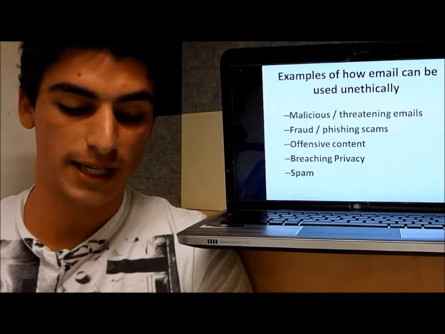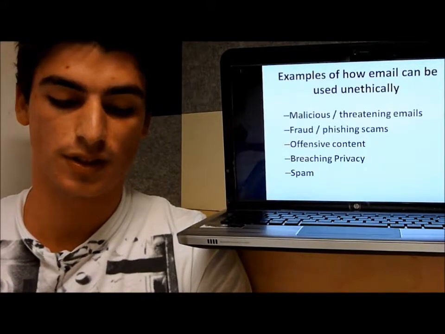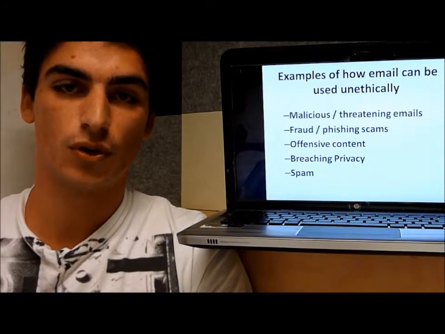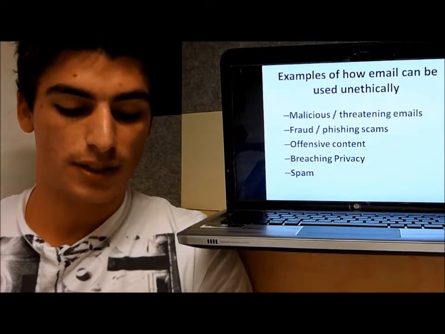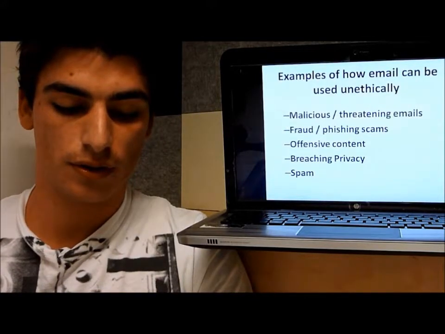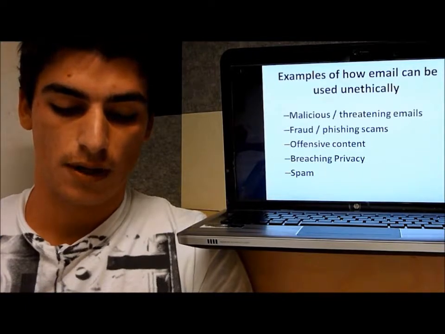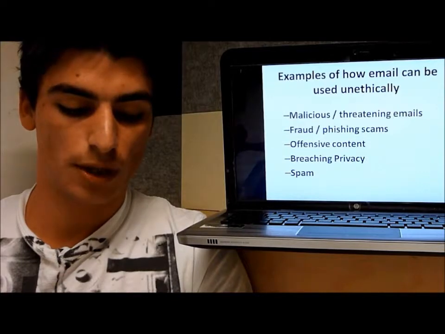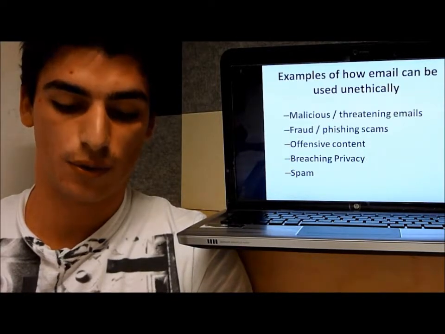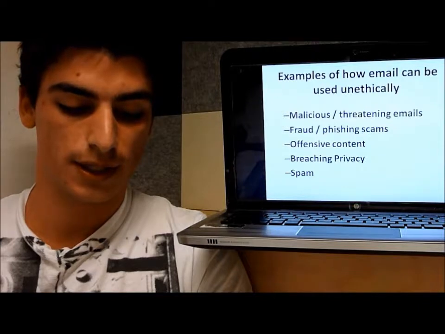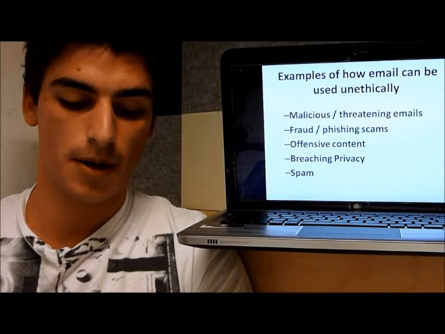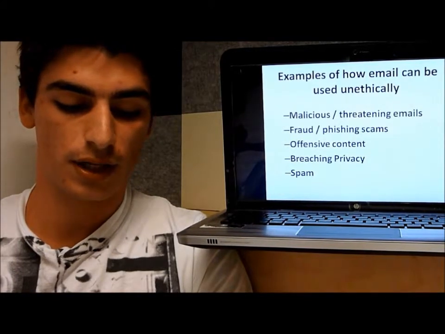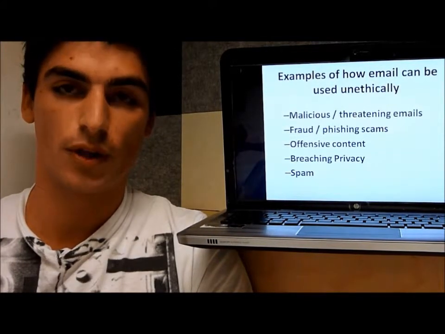Emails received containing offensive content such as explicit images or videos, jokes and comments about religion, sexual preference or race. Breaching privacy by forwarding on embarrassing or private photos, videos, messages to fellow employees. And finally, spam or junk mail, which can contain unethical content and is sent indiscriminately to a large number of recipients via email. Now Eleni will be discussing examples of how the internet can be used unethically and the effects of cyberbullying on an individual and the workplace.